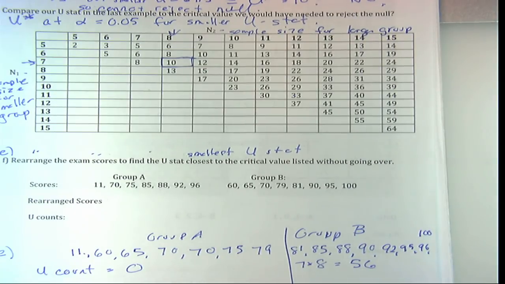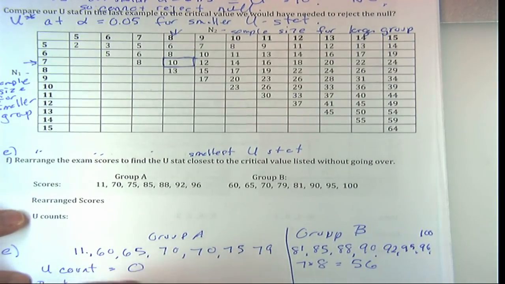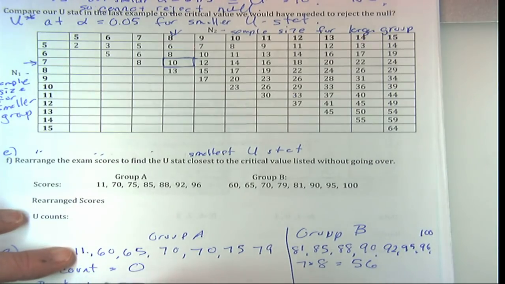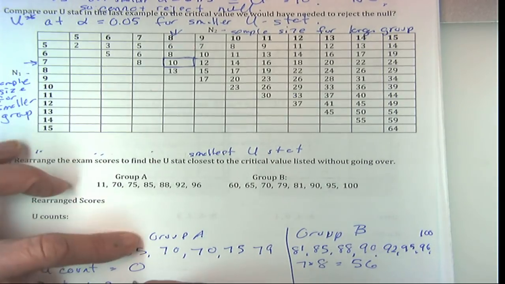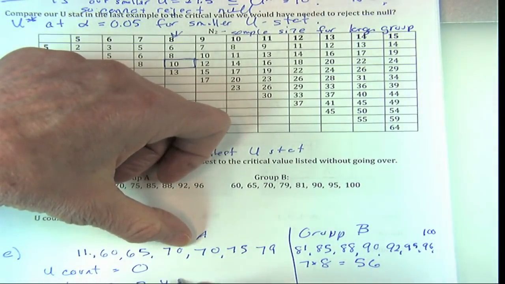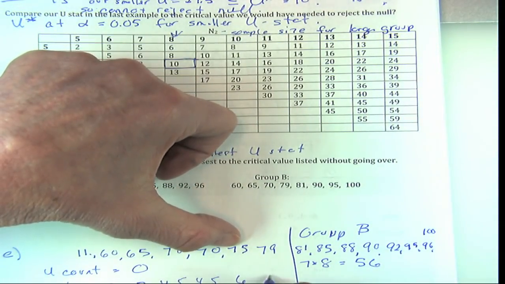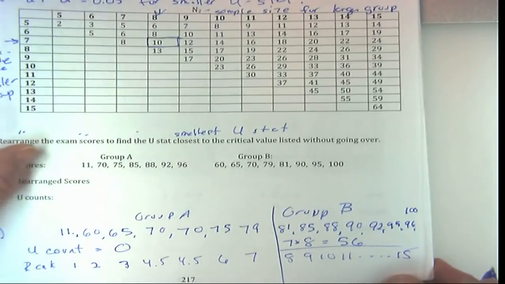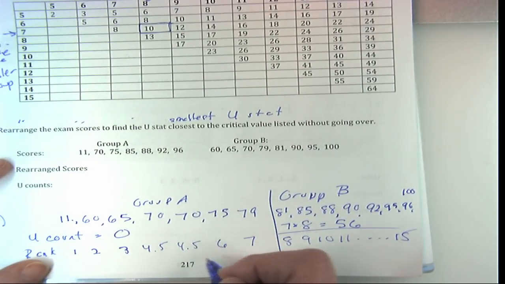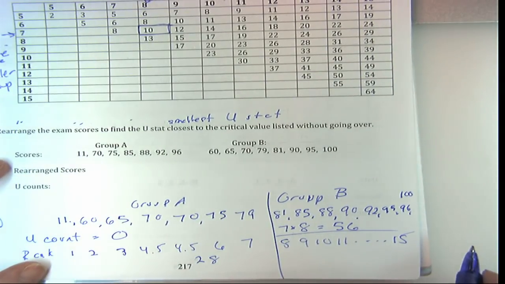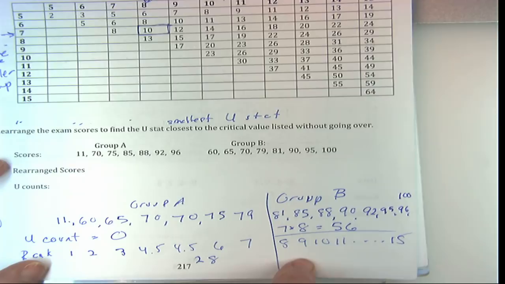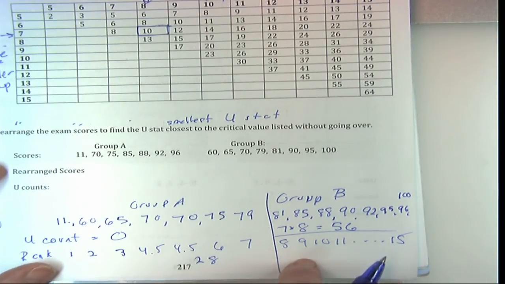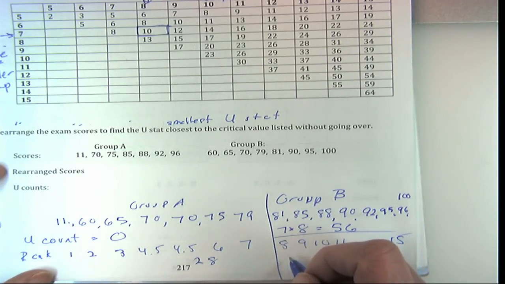By the way, what would be the ranks? The ranks would be 1, 2, 3, 4, and 5, 6 and 7, and the ranks here would be 8, 9, 10, 11, up to 15, right? So this would be your 28, right? And this would be what? It has to add up to 120, right? So this would be 92.